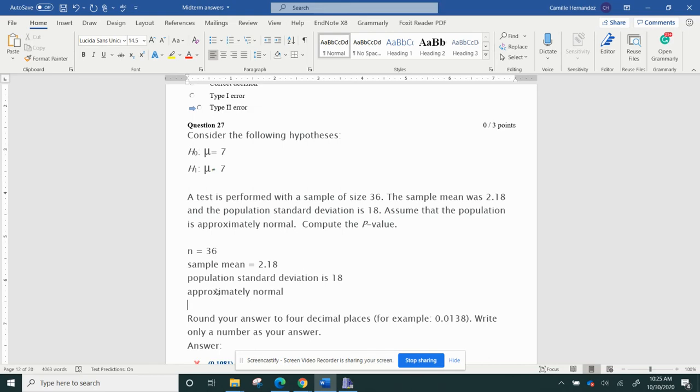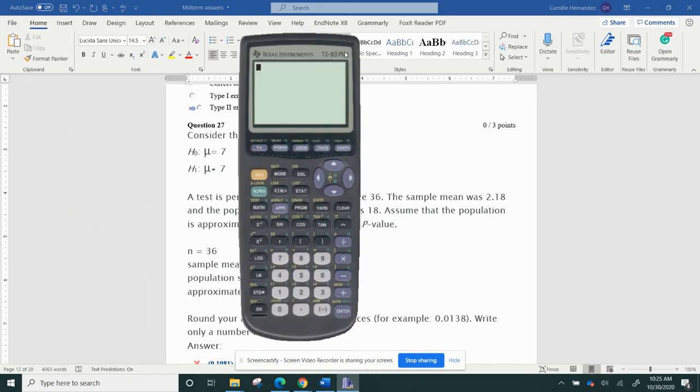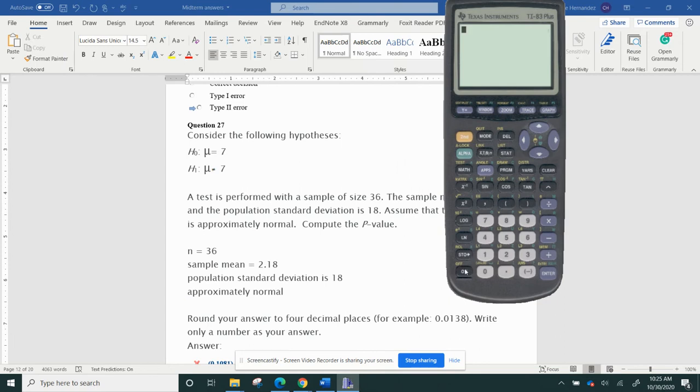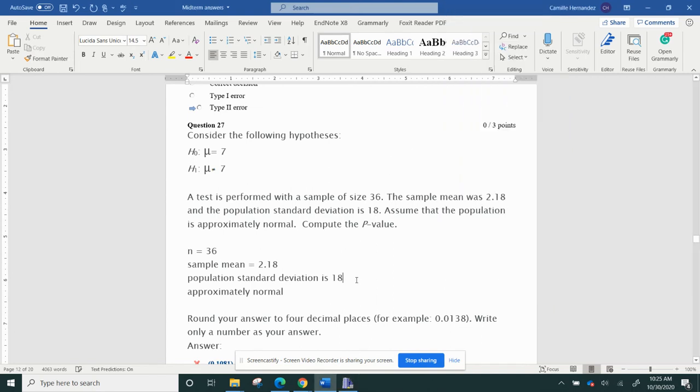So it wants me to go ahead and put it in the calculator, so I'm going to share my calculator. I'm going to show you a different way if you don't have the calculator in just a minute. Go to stats, go over to test, and I'm going to do z-test. It's the first one. Why am I going to do a z-test? Because it has a population standard deviation. Because I have that population standard deviation, I can do what's called a z-test.